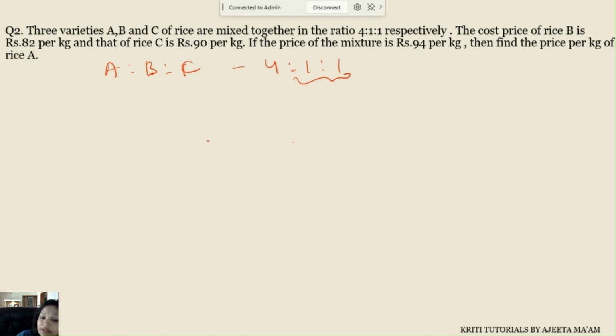If we are mixing B and C together in the ratio 1 is to 1, the ratio can be any, but here it's very simple for you, you simply have to find the average of the two. So what will be the average of B and C? The average for B and C will be 82 plus 90 upon 2, which will simply give you the price for mixing only B and C. So what will be the price?